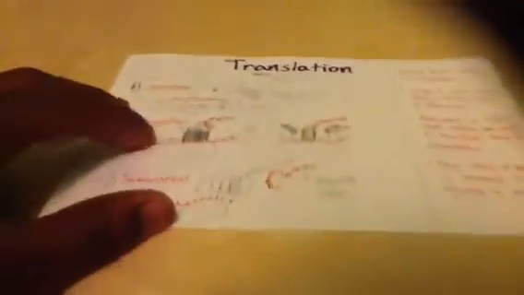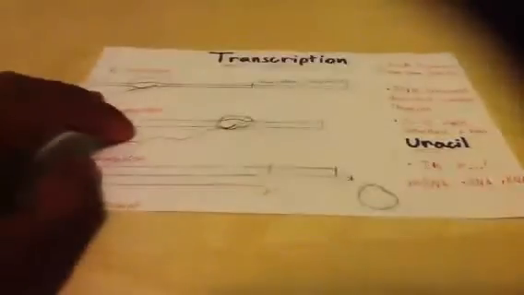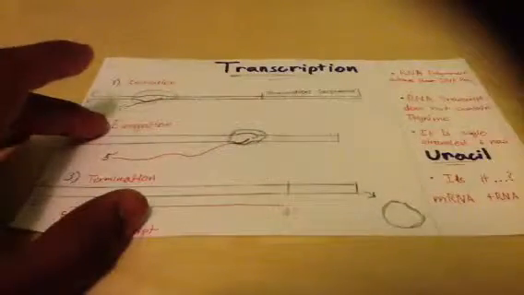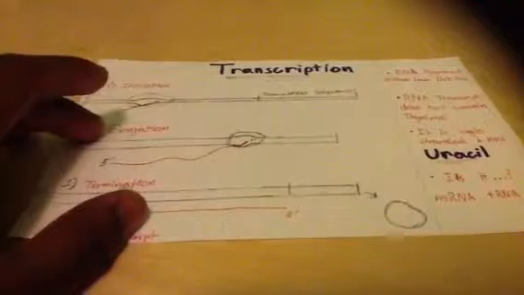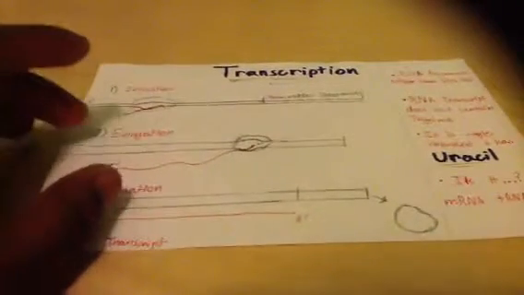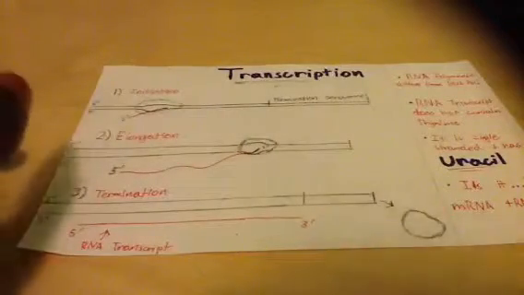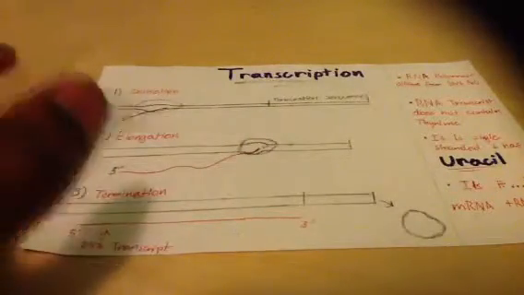Alright, next, let's get into the main topics of this. First, we have transcription. What does transcription sound like? It mostly sounds like transcript. So what's actually going on here is that a transcript is being produced from DNA. This is a messenger transcript, in our case, mRNA.